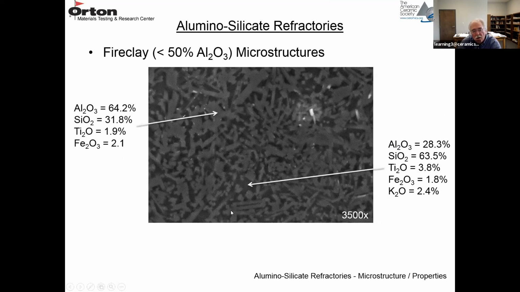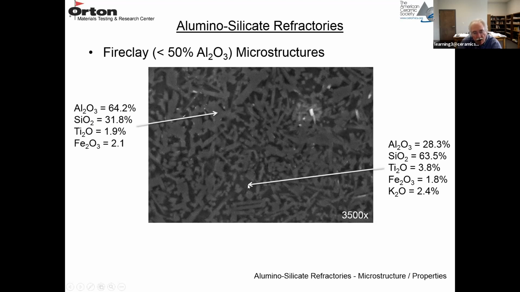And I guess I have one more micrograph here at 3500x. This is just showing the detail. So you can see two phases here. The lighter phase are these elongated crystals. That is the mullite. And if you pick a spot on one of these, you get 64% alumina, 31% silica, some TiO2, and some Fe2O3. So they're richer in alumina.